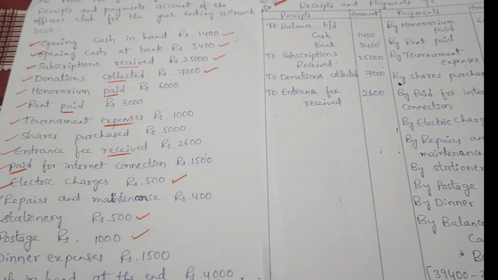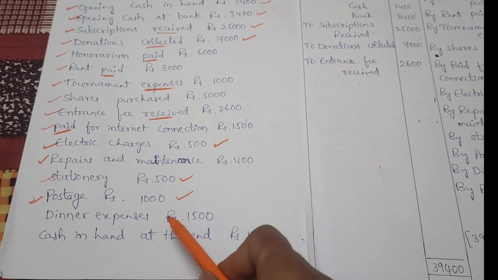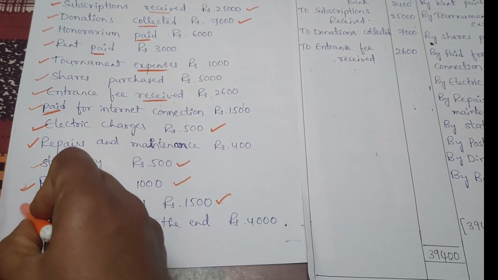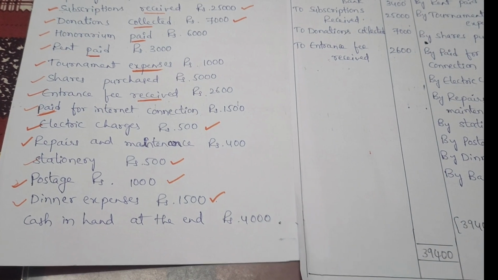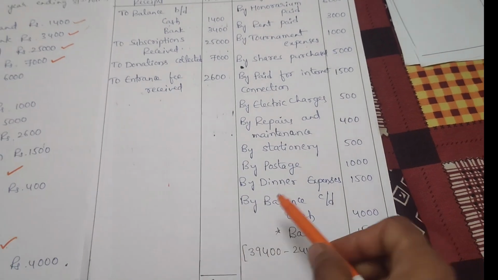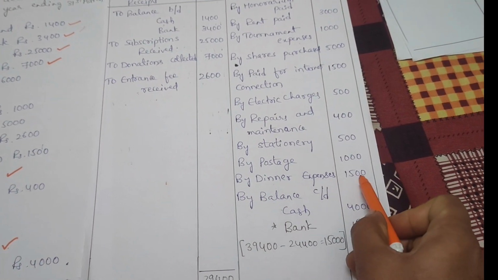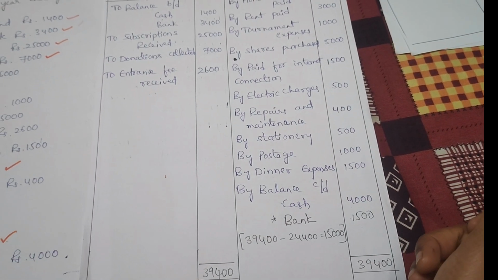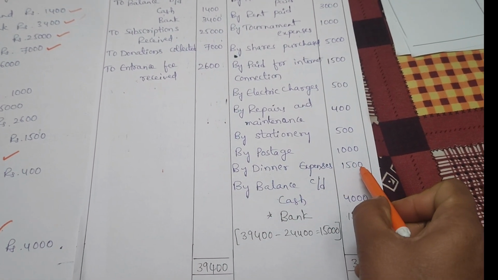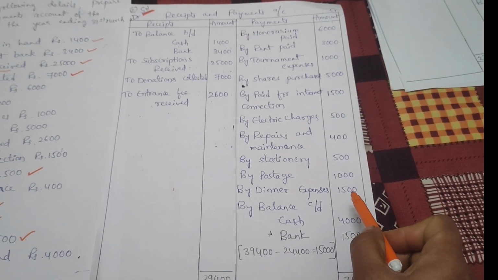Next one, dinner expenses. Expenses, clearly they are saying that it is an expenditure. So expenses always we record under credit. So here dinner expenses, credit side, by dinner expenses 1500. Okay, here by dinner expenses 1500, credit side in the account.